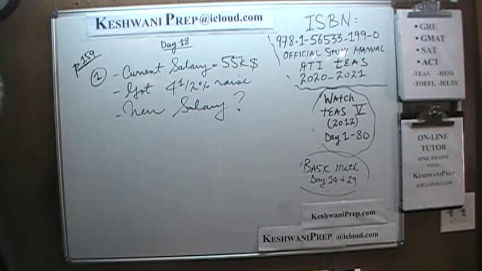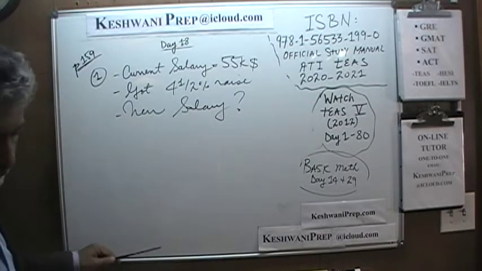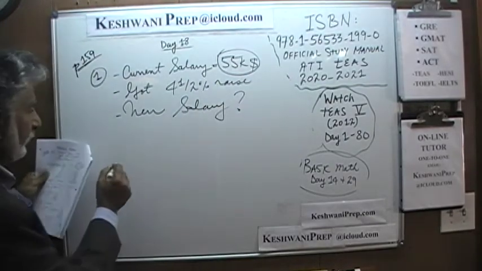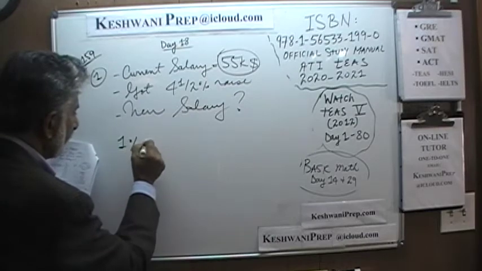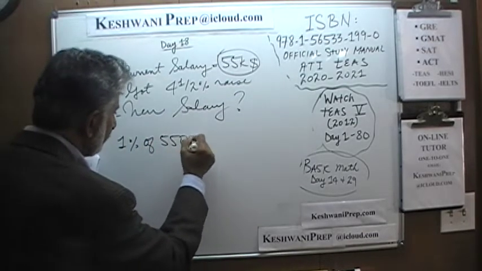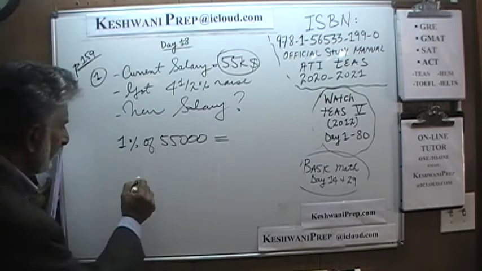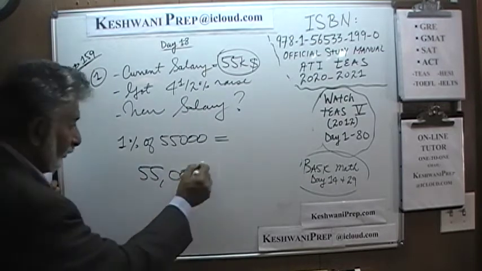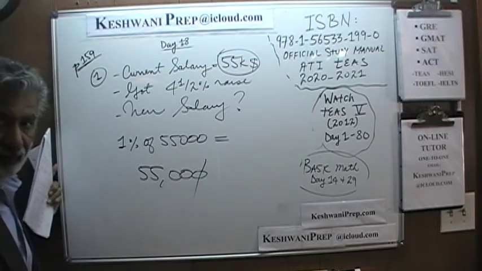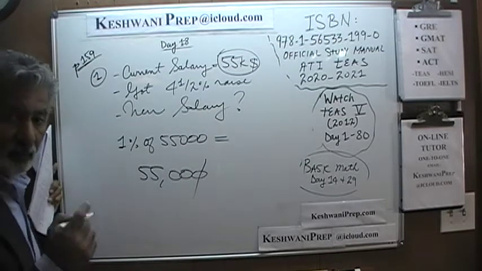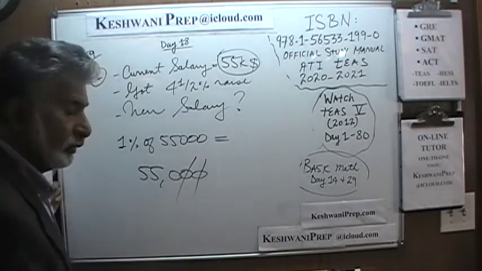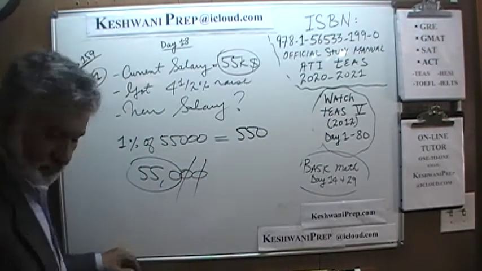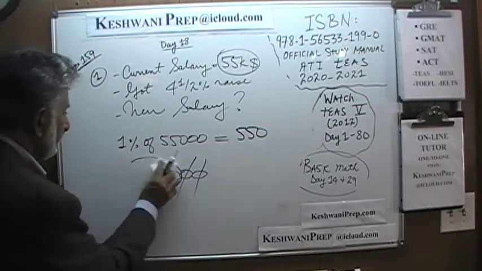So here we want to find out 4.5%. Well, we know we have 55,000. We know that 1% of 55,000 would have to be, well, let's find out, shall we? If you want to find 10%, knock out one zero, and that's 10%. 5,500 is 10% of 55,000. If you want to find 1%, you knock out two zeros. 1% is 550. There you go. We're not interested in finding out 1%.